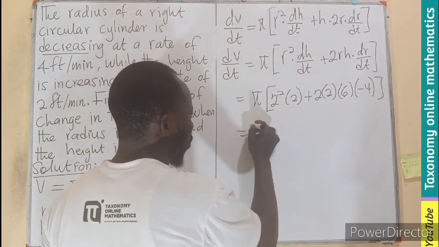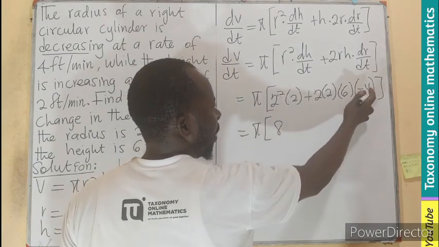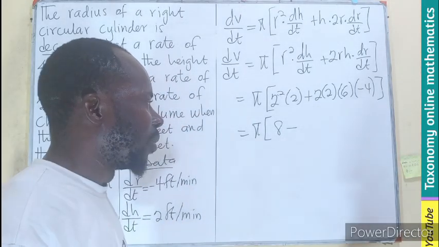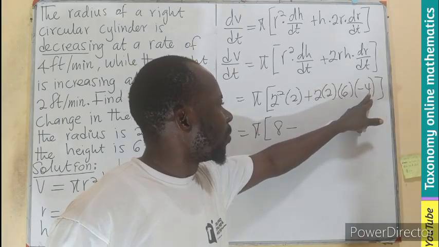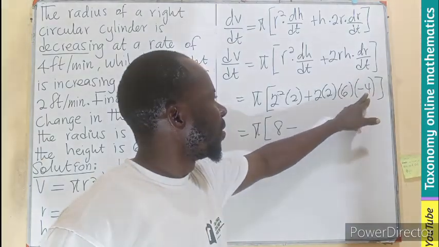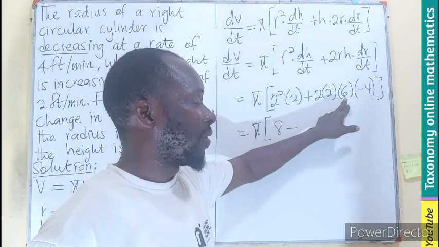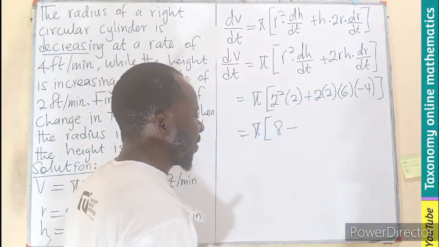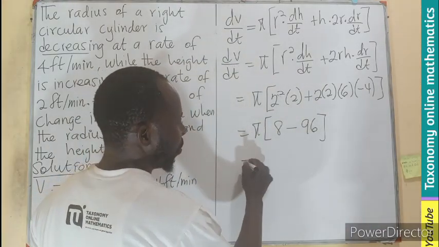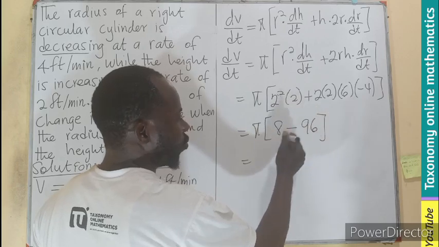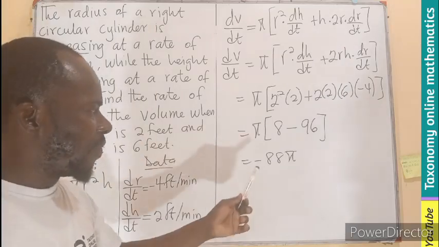So let's put this all together. This will be 4 times 2, so 8. The negative will come since they are all multiplying. I'll have 4 times 4, 16, and 16 times 6, so we have 96. Now 8 take away 96 gives minus 88 pi. So this is the value we are getting.